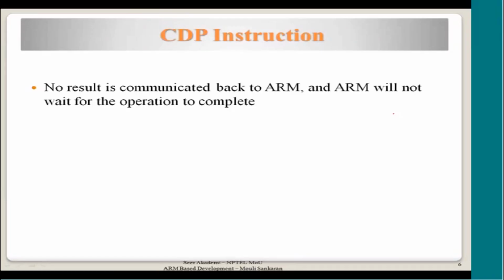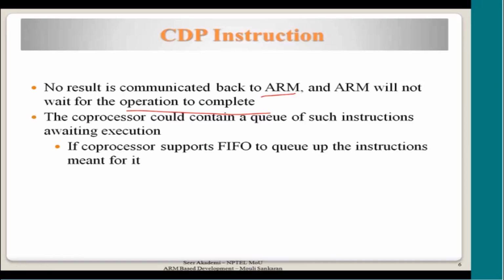Okay, so here no result is communicated back to ARM. ARM will not wait for the operation to complete. See, it will wait for the instruction to be taken up by the coprocessor. If there is a coprocessor present in the system, but it is busy because of something else, then ARM will wait. And once the instruction is taken up by the coprocessor, ARM will carry on with the next instruction. The coprocessor could contain a queue of such instructions awaiting execution.